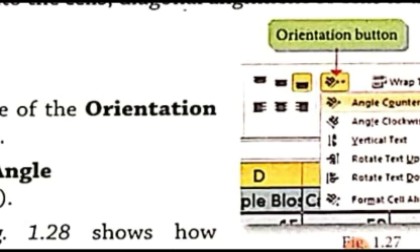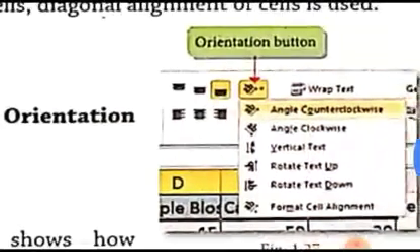When you click on the arrow, a list of options will open. Sorry, these are the various orientation options. You can angle the text counterclockwise, you can angle it clockwise, you can angle it vertical, you can rotate the text up, you can rotate it down, and you can also format the cell alignment. These are the different options which are given over here.